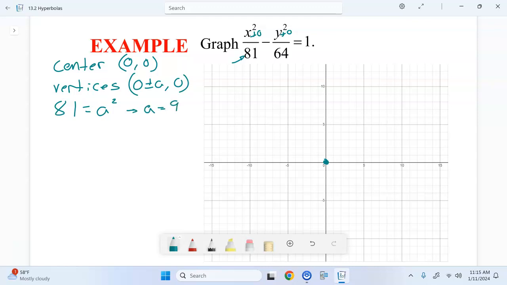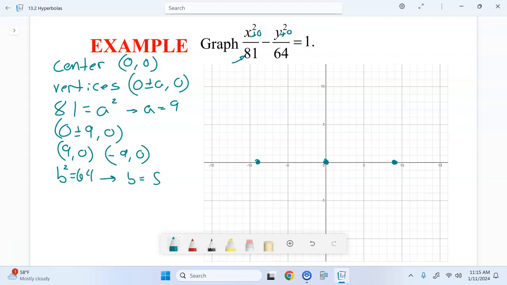9. So our vertices will be located at our center plus and minus 9 on the x value. We're going horizontally. If we were vertical, we would add and subtract to the y value. So our two vertices are at 9, 0 and negative 9, 0. Okay? If 9 is our a value, what's our b value? B squared is 64. Therefore, b has to be 8.